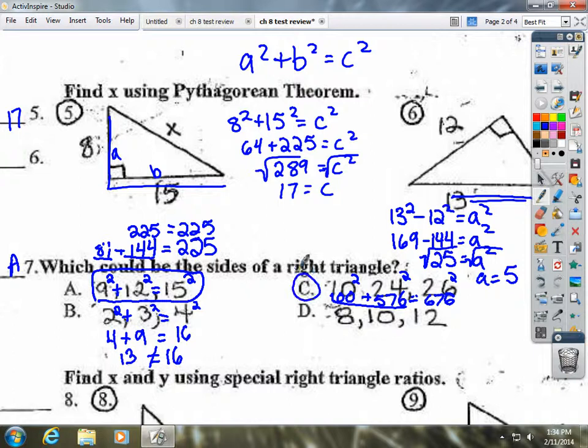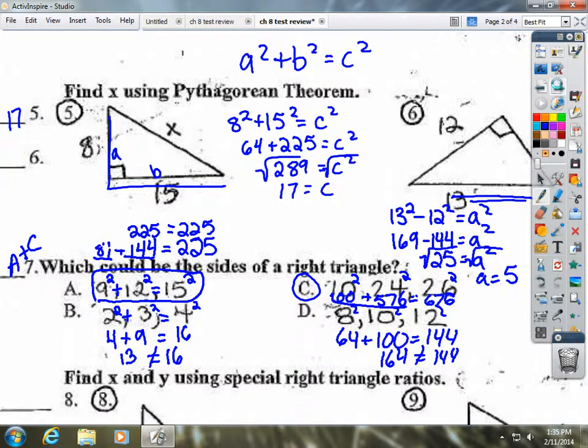And finally, 8 squared plus 10 squared has to equal 12 squared. 8 squared is 64, 10 squared is 100. They have to equal 144. This actually equals 164, which does not equal 144. So that is not a right triangle.